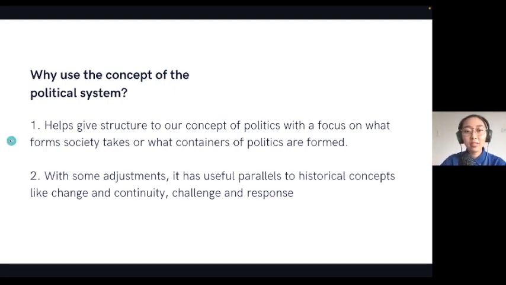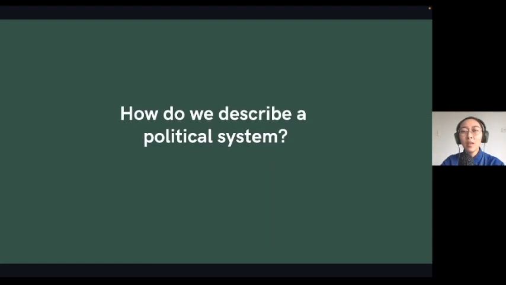The second reason is, with some adjustments, of course, it actually has useful parallels to historical concepts like change and continuity, challenge and response. So, by modifying our traditional political systems approach, we have a way of comparing Philippine political systems across time. But how do we describe a political system to begin with?